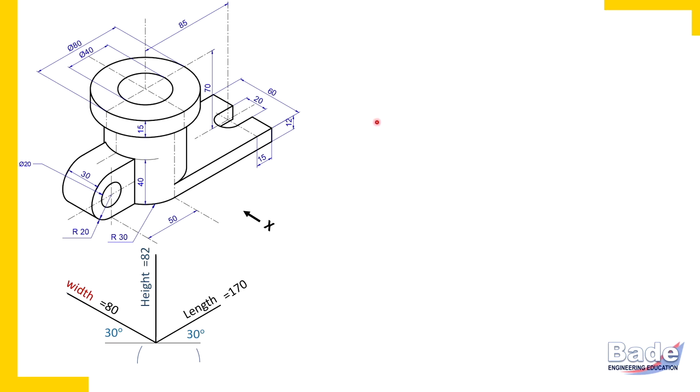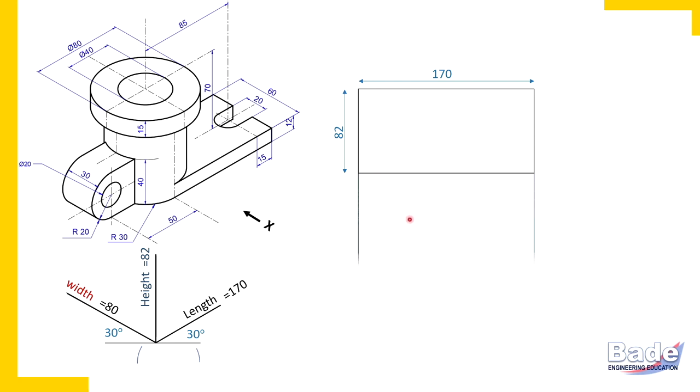As usual, we'll have to draw rectangular boxes of overall dimensions. So this is length 170 millimeters and height 82 millimeters. Which two dimensions you get in the front view? Length horizontally and height vertically. Now top view. Project that length 170 millimeters for the top view. So length is already there. Leave enough space about 20 millimeters and take width 80 millimeters vertically and complete the rectangular box.